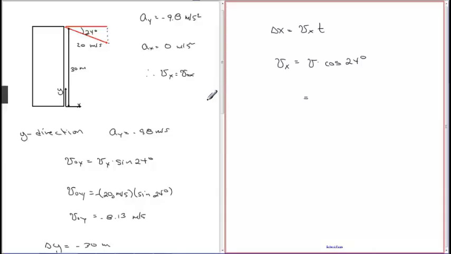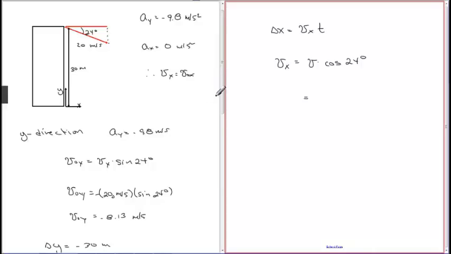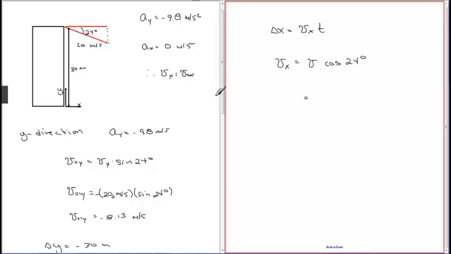So 20 times the cosine of 24 degrees is 18.3 meters per second. So our delta x is equal to v sub x, which is 18.3 meters per second, times the time, which we just figured out is 1.78 seconds. Meters per second times seconds is meters. So we multiply 18.3 times 1.78, and we get 32.5 meters. So it's 32.5 meters from the edge of the cliff.